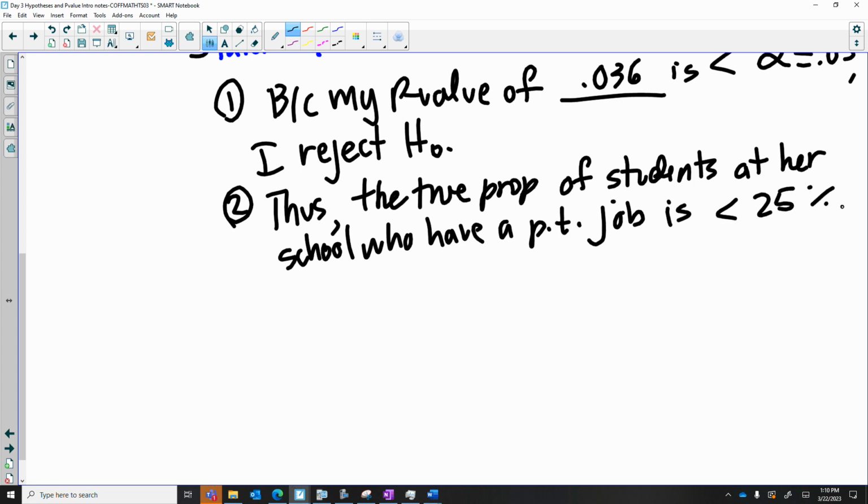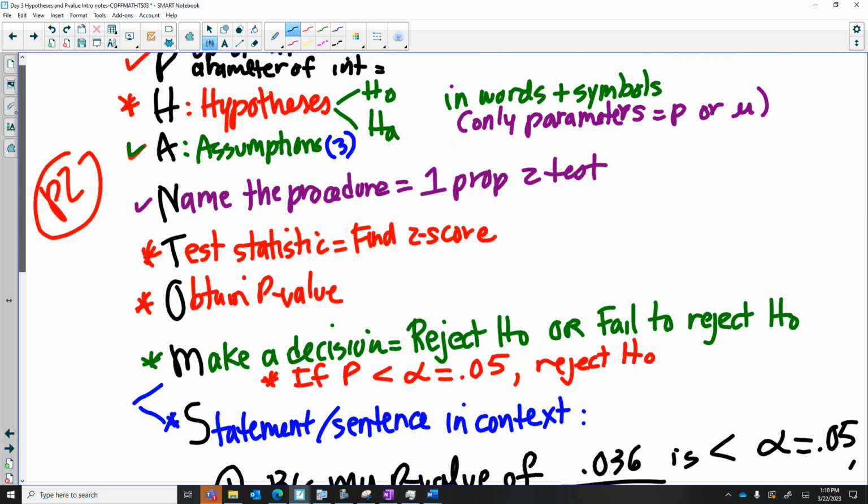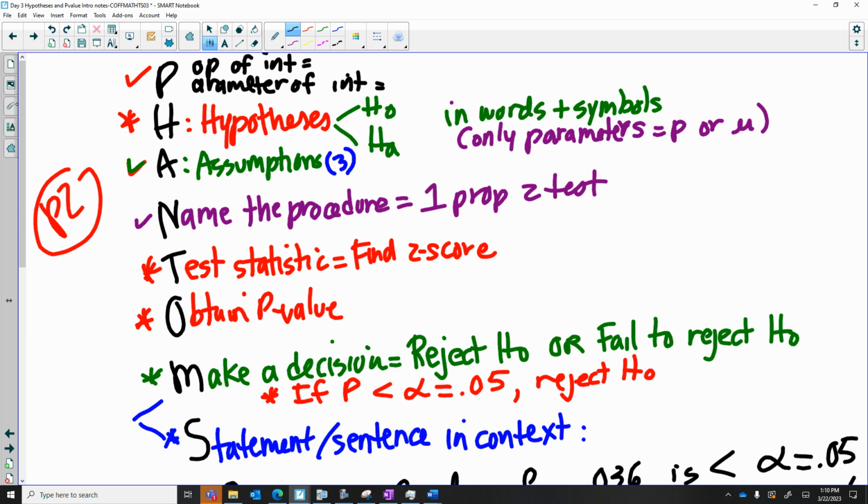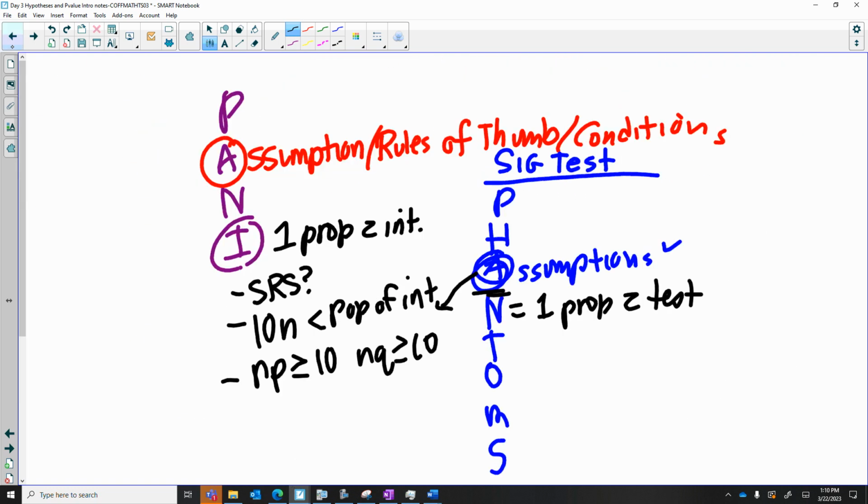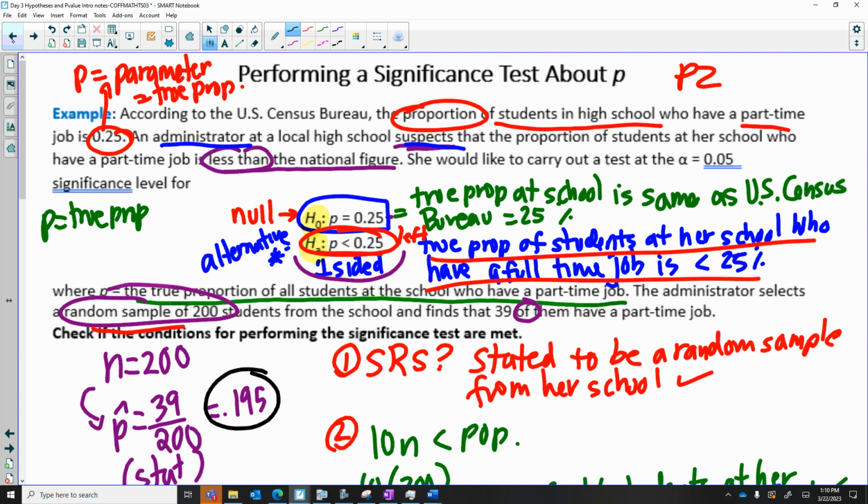Okay, so you're making a conclusion based on your decision that you made. It's a two-part conclusion sentence. I know it's long, but all of these components we've done over the course of the last couple of months. It really is just putting them together with the concept of the hypothesis and what it means to reject the null or not to reject the null, aka fail to reject the null. So because I had enough evidence to reject the null, I say that it is statistically significant and at the alpha equals 0.05 level, that indeed the true proportion of students at her school that have a part-time job is less than the national average.